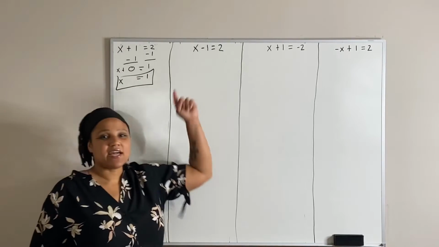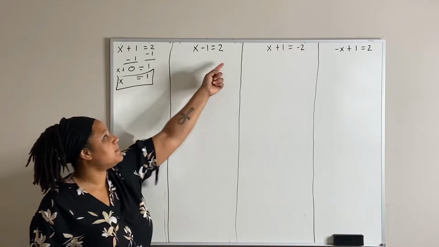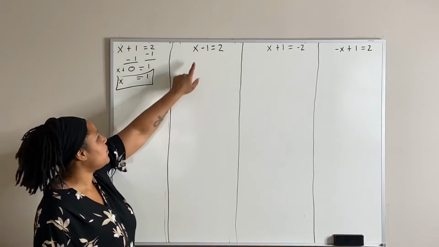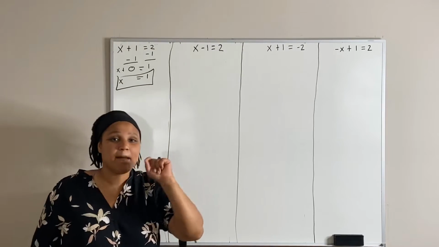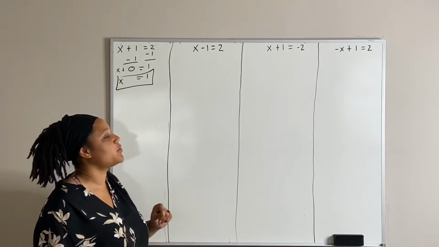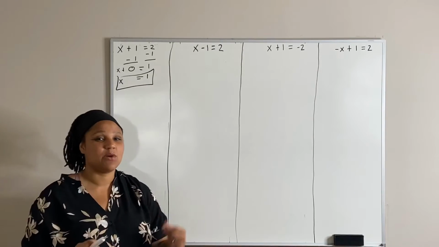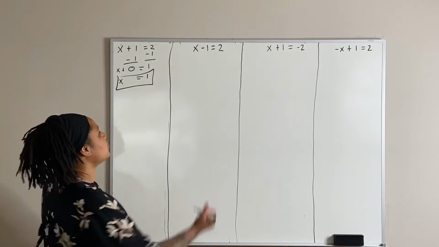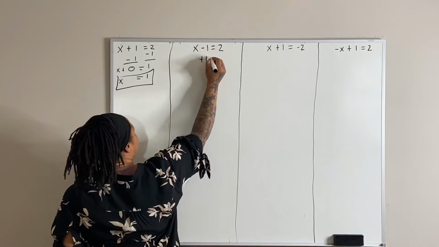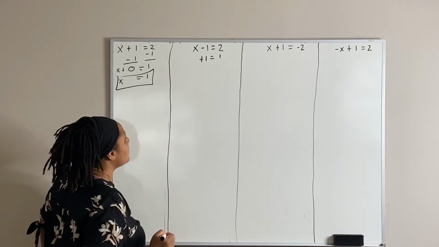Let's look at our second one. This time we have x minus 1 is equal to 2. Notice the operation is a minus sign this time. Therefore, we're going to take the opposite of a minus sign, which is a plus sign. So we are going to add 1 to both sides.